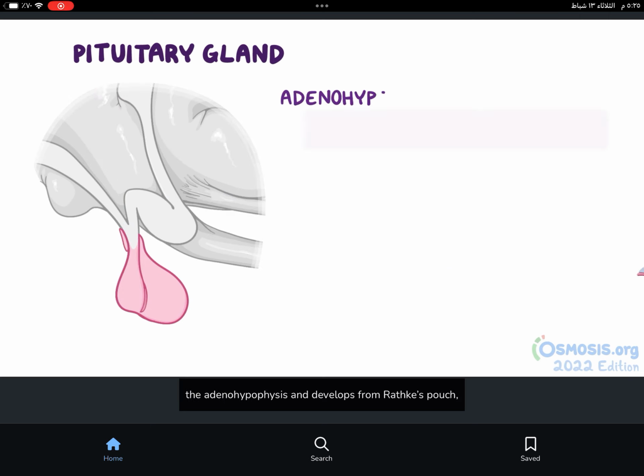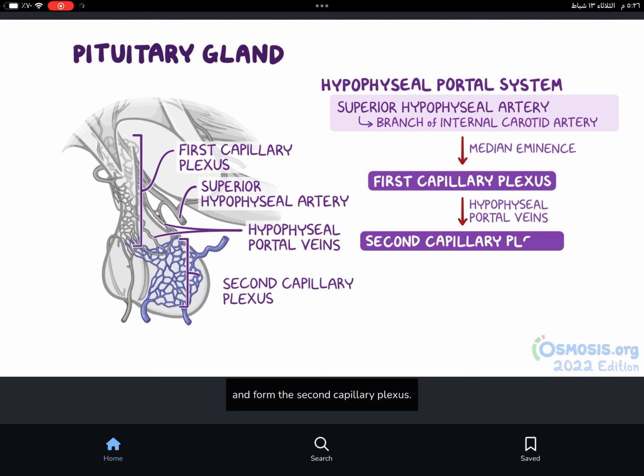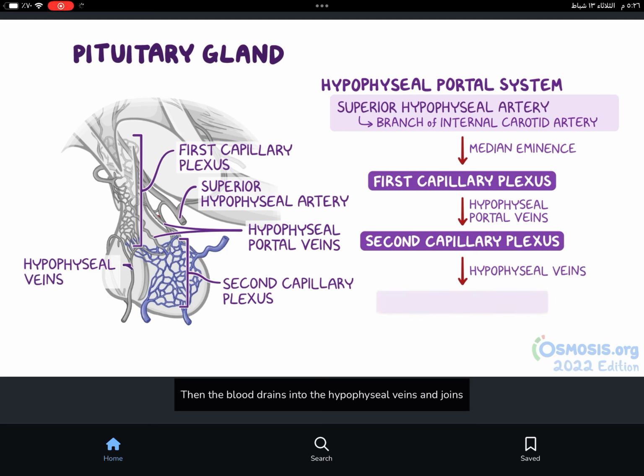This system starts with the superior hypophyseal artery, located on both sides of the gland, which is a branch of the internal carotid artery. It enters the median eminence and forms the first capillary plexus. Blood from the first plexus is gathered into hypophyseal portal veins that enter the adenohypophysis and form the second capillary plexus. Then the blood drains into the hypophyseal veins and joins the systemic circulation.